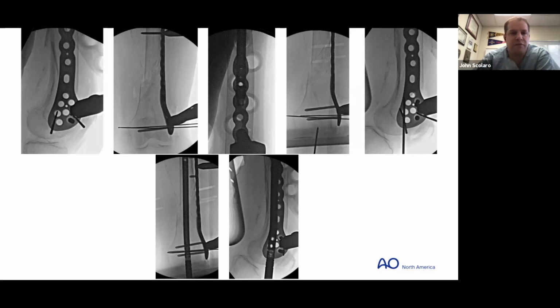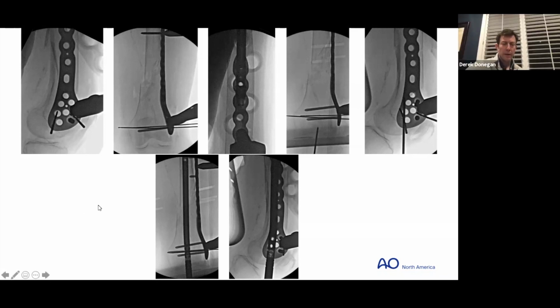So utilizing a nail that has multiple options for fixation. And this is where you just have to know your implant supplier to be able to utilize as many locking bolts around the two implants. So, yeah, I think that's great.